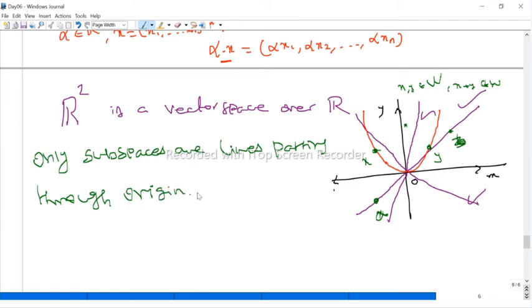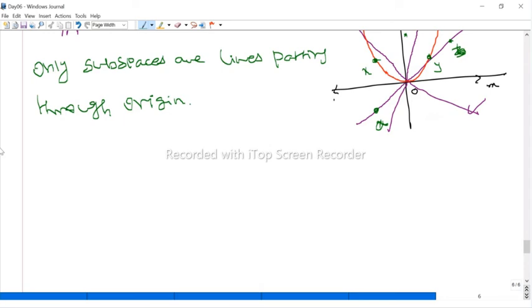Suppose we go to R3, what are the subspaces? In R3 we have two structures, one is a line, another one is a plane. Clearly R3 is a vector space over R. The subspaces are lines passing through the origin or planes passing through the origin. So the subspaces of R3 are lines passing through the origin.